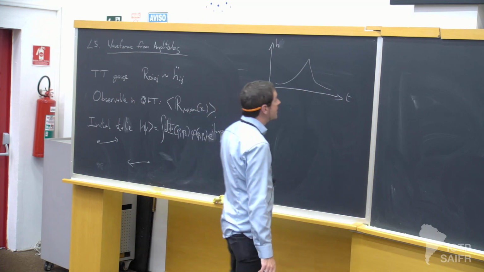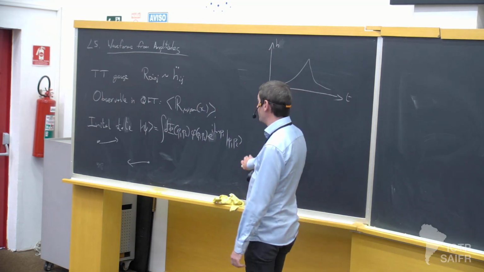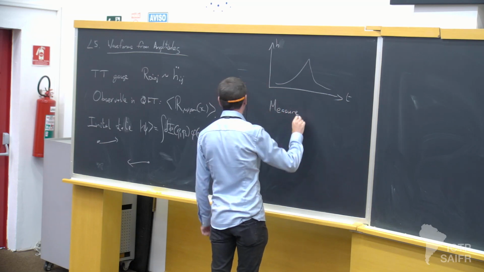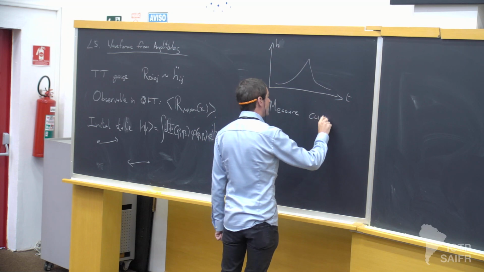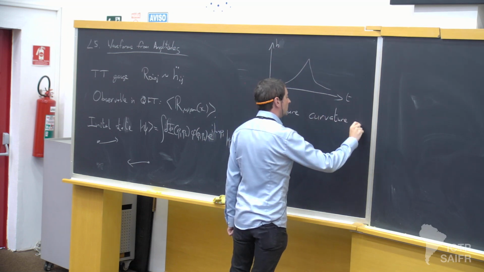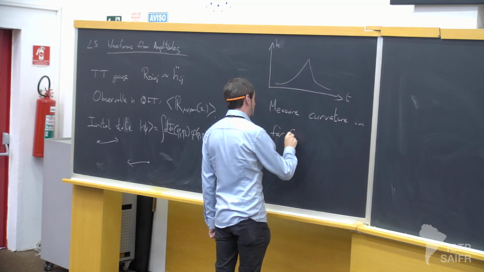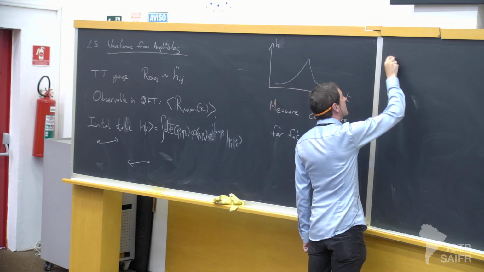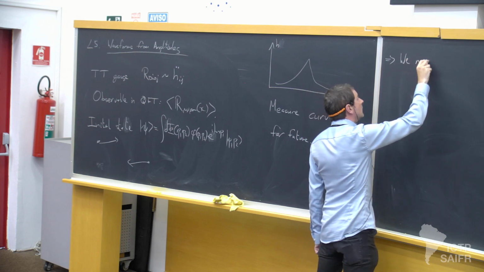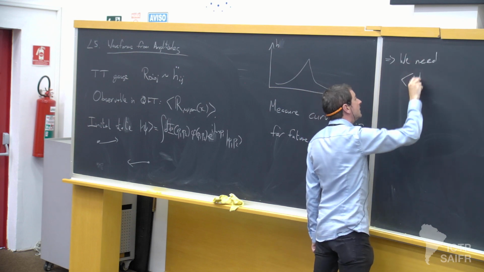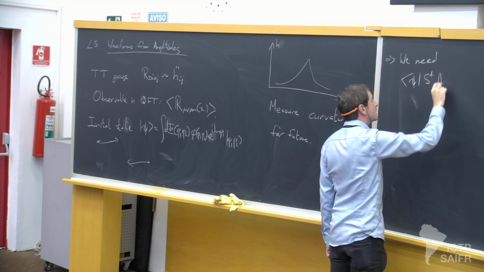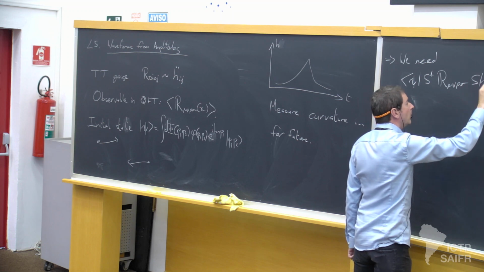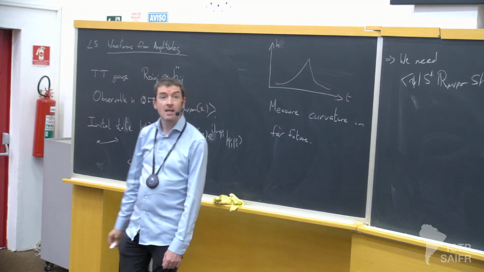So how are we going to go and compute that? I'm going to measure this waveform in the far future, or measure this curvature in the far future, this curvature expectation. So the observable of interest is: we need psi, S dagger, so that's the future state, R mu nu rho sigma, S psi. That's the quantity we care about.